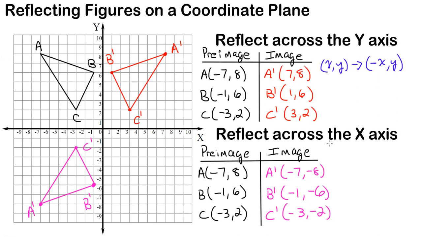So the pattern, the rule when reflecting across the x-axis, is that (x, y) becomes (x, -y), the opposite of y. And that is always what happens whenever we reflect a figure across the x-axis.